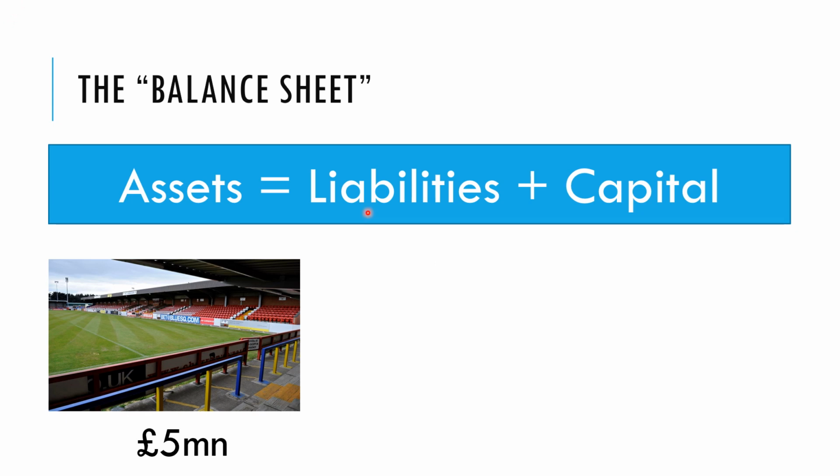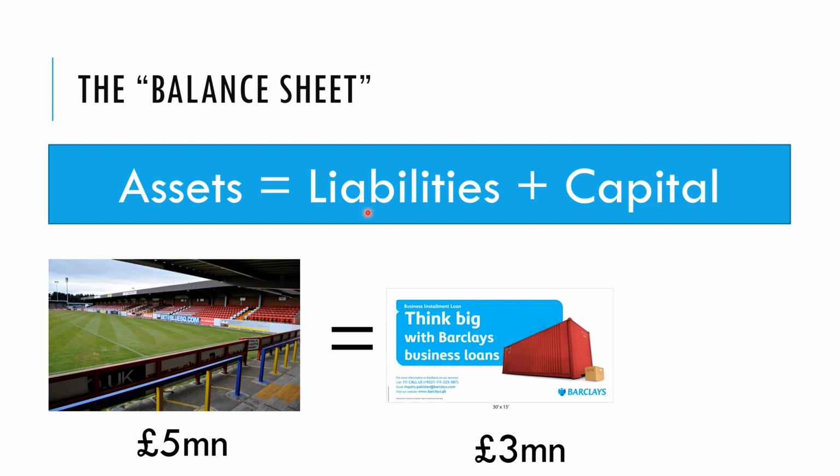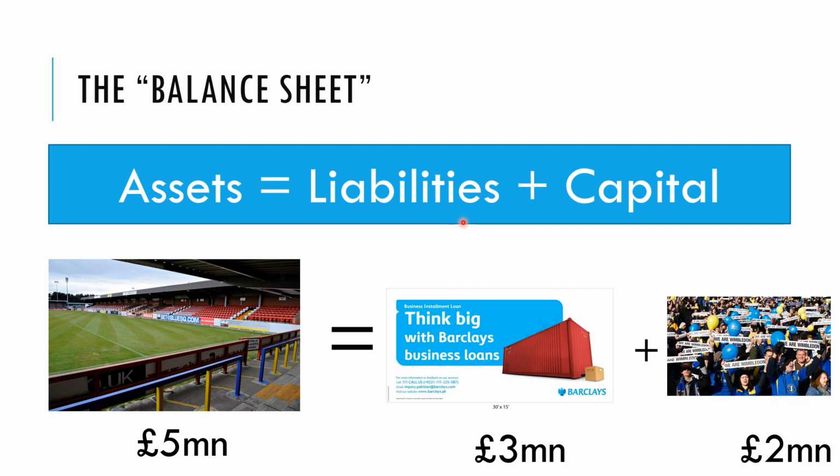Some of this money may have come from a bank, say a bank loan of £3 million. Now, this would be a liability of £3 million. So where must the rest have come from? Well, the rest must have come from shareholders who've invested in the business, the £2 million. So the assets, £5 million, would be provided by the £3 million liability and the £2 million shareholders' capital.